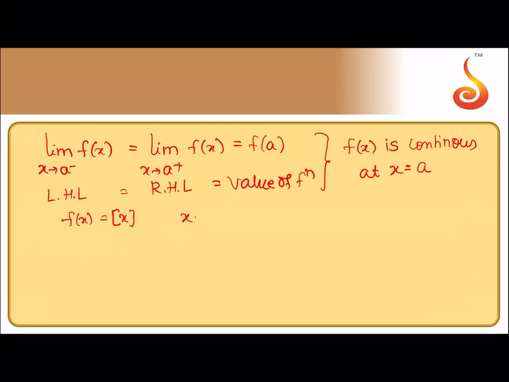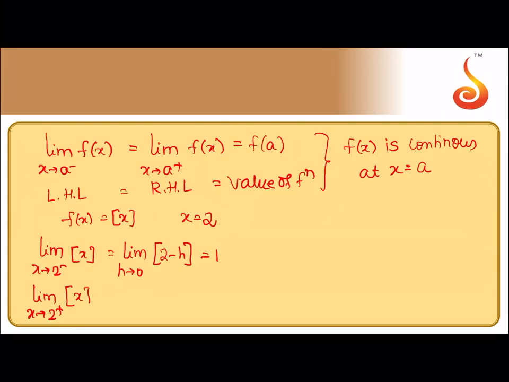I'll take an excellent example of discontinuity, then you'll understand. f of x equal to greatest integer of x. Let us discuss at x equal to 2. So limit x tending to 2 minus, greatest integer of x can be written as limit h tending to 0, with x replaced by 2 minus h. 2 minus h means a little less than 2. The value is equal to 1.